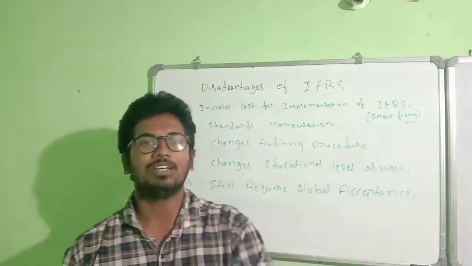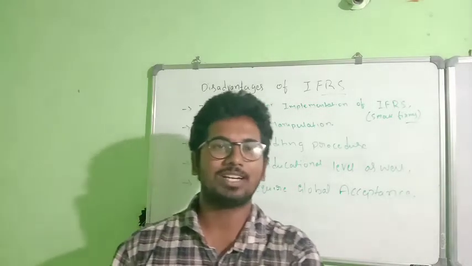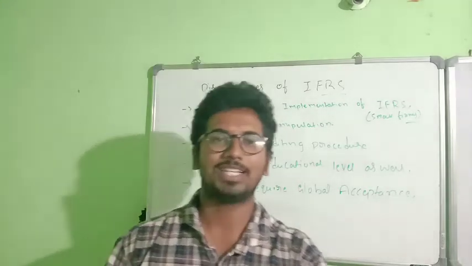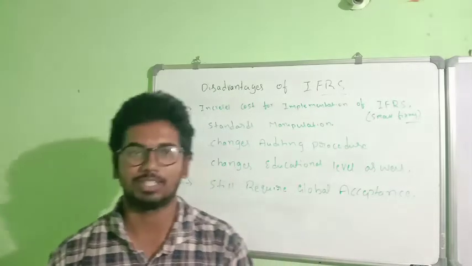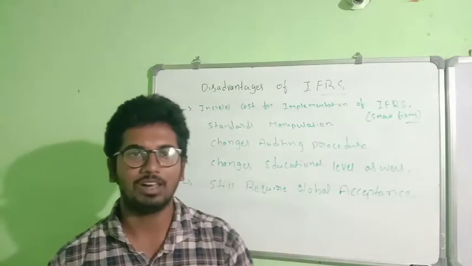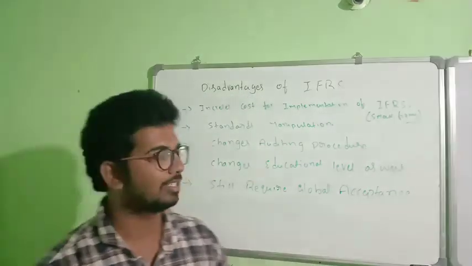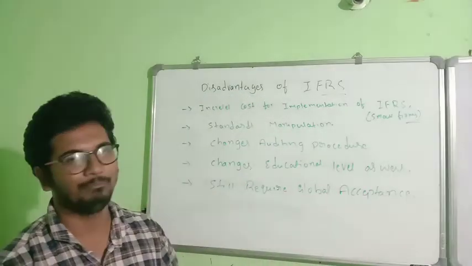So what happens if you set standards at a global level? All national level standards will come to an end. So it indirectly changes the local standards. That is what we call standards manipulation.